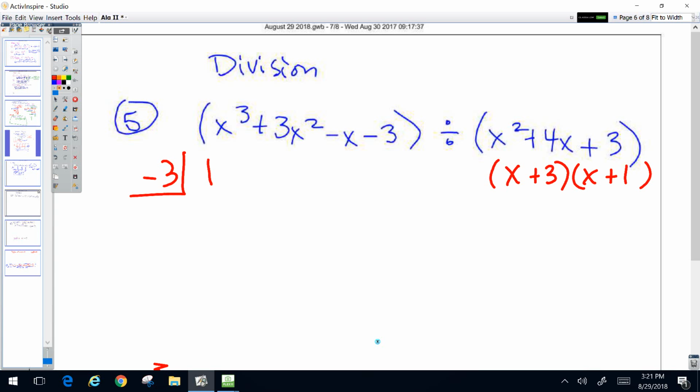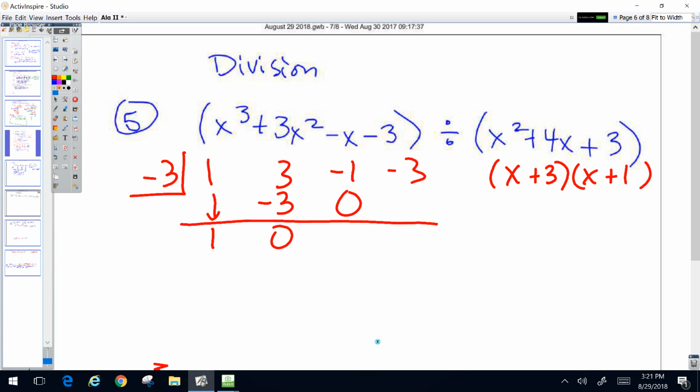All right, so 1, 3, -1, -3. Same process. Bring down the first one. Multiply, add, multiply, add, multiply, add.